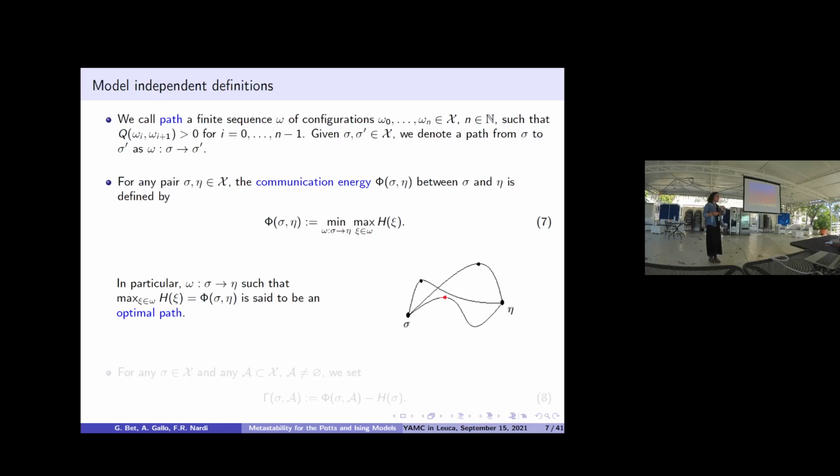And among all the paths that realize the transition from sigma to theta, we call optimal path a path that reaches as the maximum energy value exactly the communication energy between sigma and theta. Then, for any configuration sigma and for any non-empty subset A, we set gamma sigma A, the energy difference between the communication energy between sigma and the set A, minus the energy of sigma.